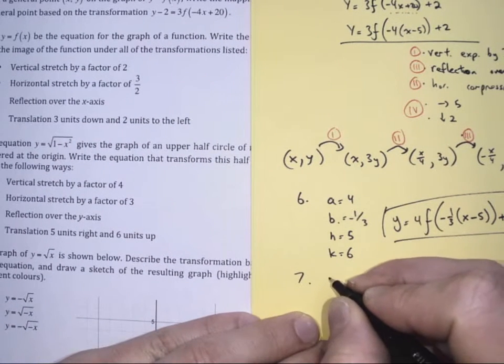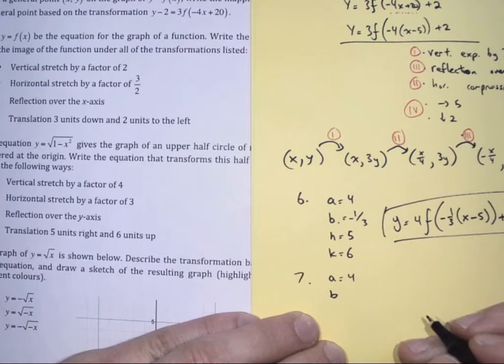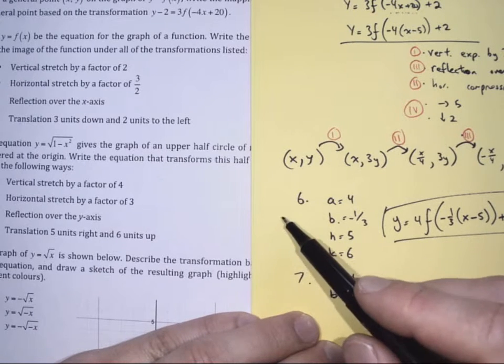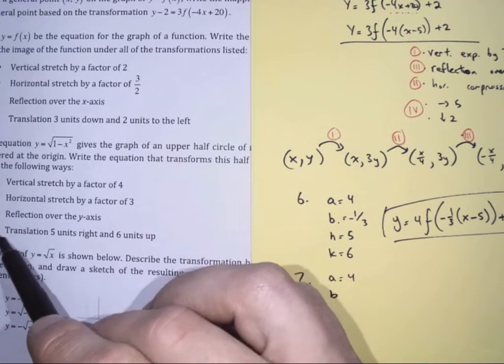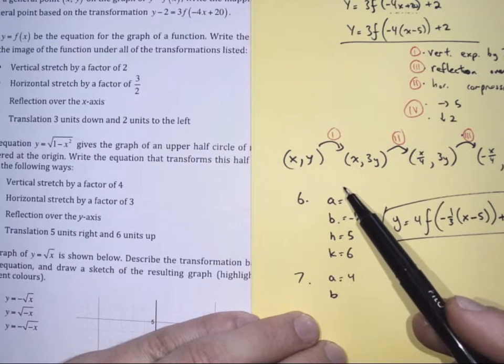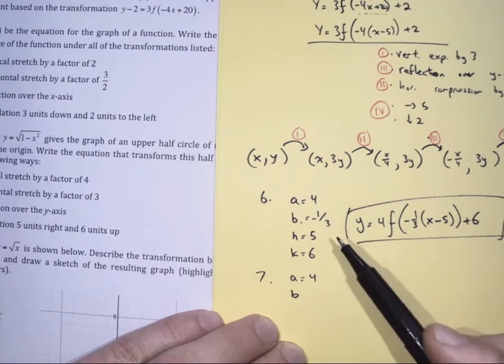All right, vertical stretch by a factor of 4. A is 4. Vertical stretch by a factor of... Wait a second. I screwed all this up. I was reading these transformations for this question. Can I salvage this work? I don't think it's wise.